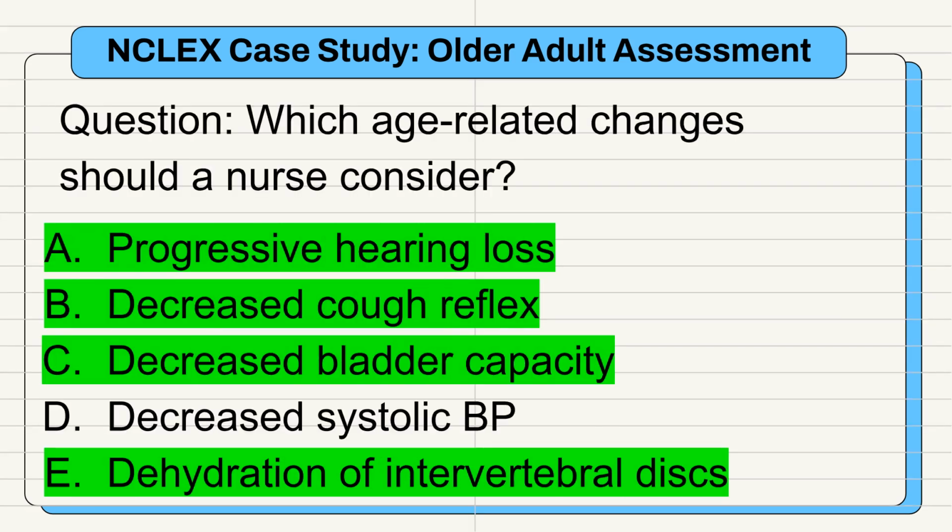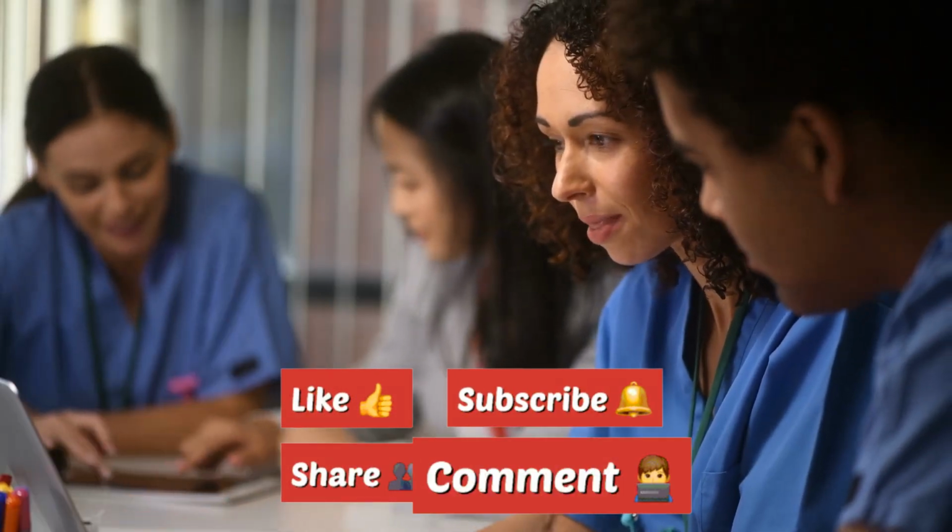Rationale: older adults experience presbycusis, weakened cough reflex, smaller bladder capacity, and dehydrated discs. Option D is incorrect. Systolic BP typically increases with age. Clinical application: these changes affect safety and quality of life, so assess thoroughly and tailor care. Nursing tip: use clear, loud speech for presbycusis patients, but don't shout. It distorts sound.